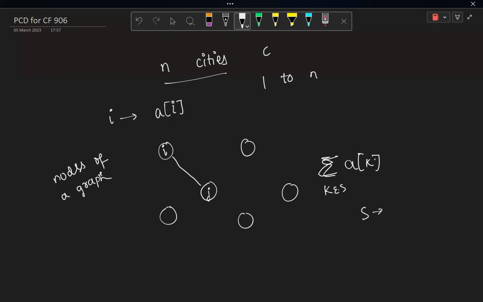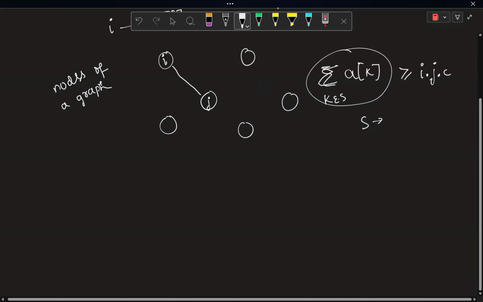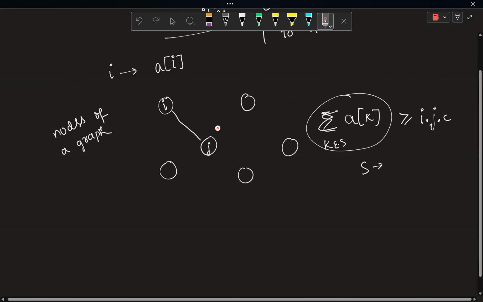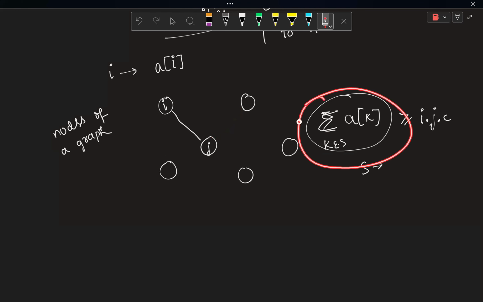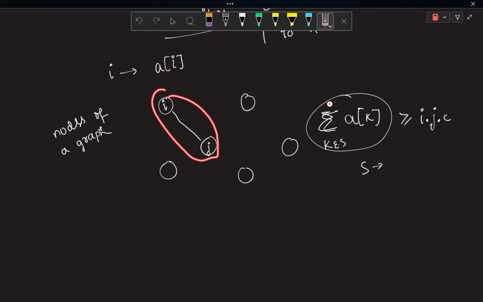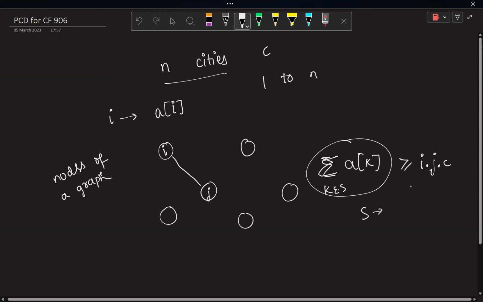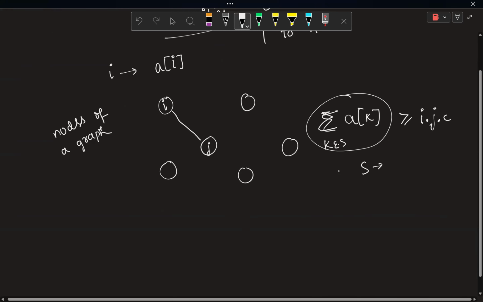So right now, when you want to insert an edge, there is an expression which should be greater than or equal to i into j into c, where i and j are the city numbers and c is a constant. So let's say I wanna combine this city and this city. I wanna insert an edge here. So this term will be the summation of the number of people living in this component and the number of people living in this component. That's what this expression says. And if that expression is greater than or equal to i into j into c, in that case we can say that it is possible to insert an edge there.